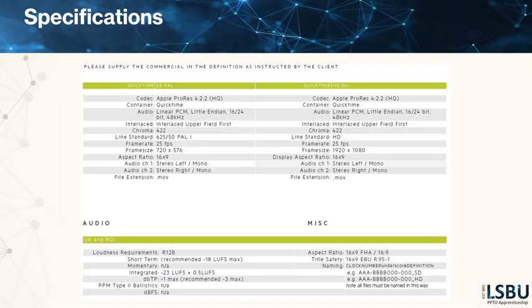They do want interlaced material. We know that because it's HD50i, not HD25p. 25p would be 25 frames a second progressive. 50i obviously is interlaced material. So it's interlaced upper field first.